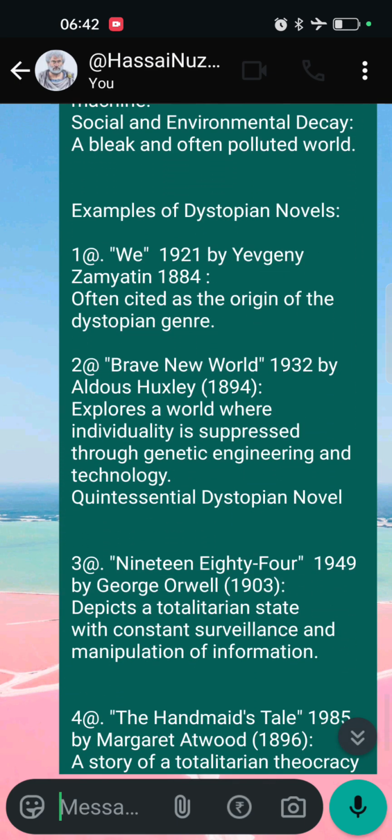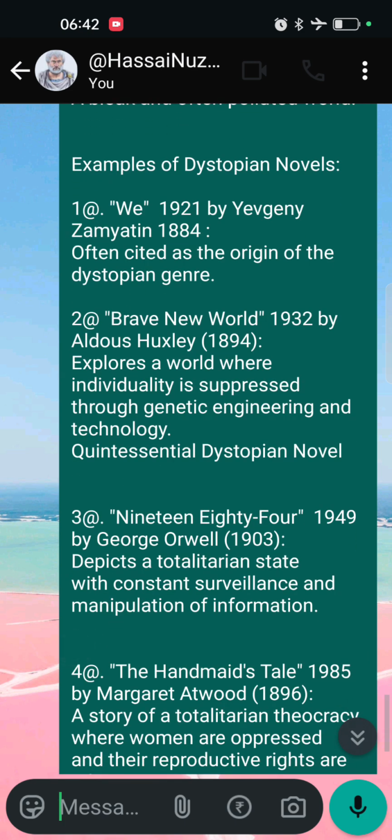Here are some examples of dystopian novels written by various writers. First dystopian novel is We, written by Evgeny Zamyatin, 1884, published year 1921. It is often cited as the origin of the dystopian genre. Next, Brave New World, dystopian novel written by Aldous Huxley, 1894, published year 1932. It explores a world where individuality is suppressed through genetic engineering and technology. It is a quintessential dystopian novel.